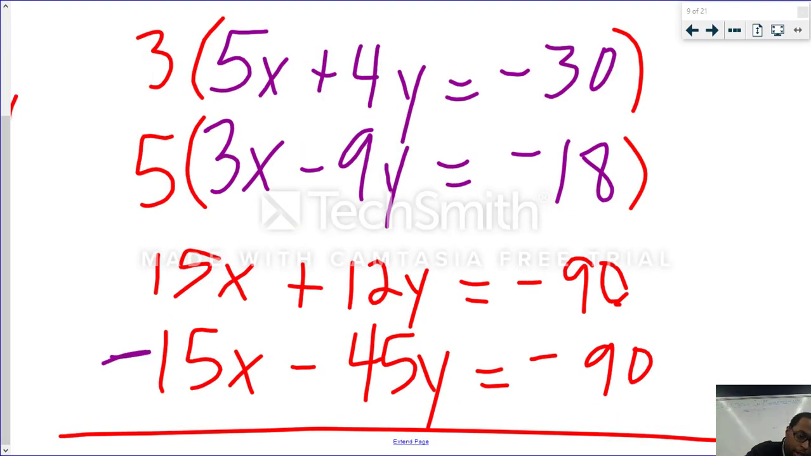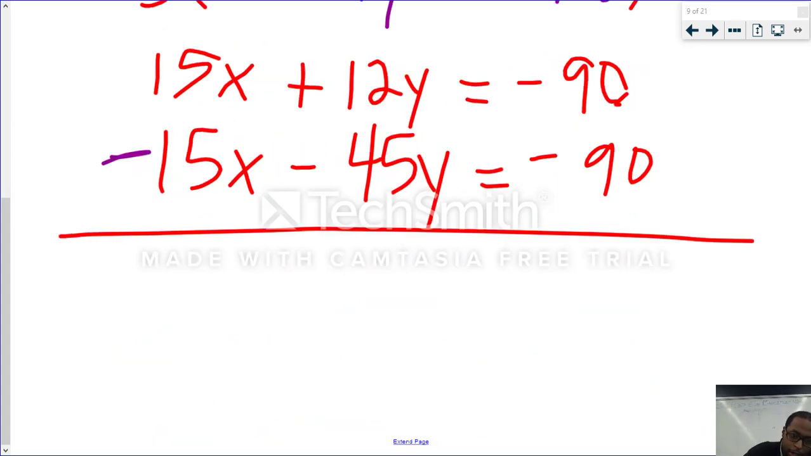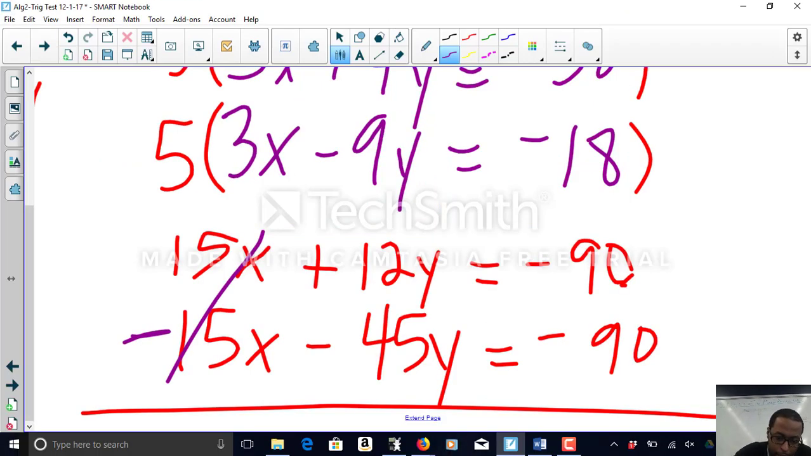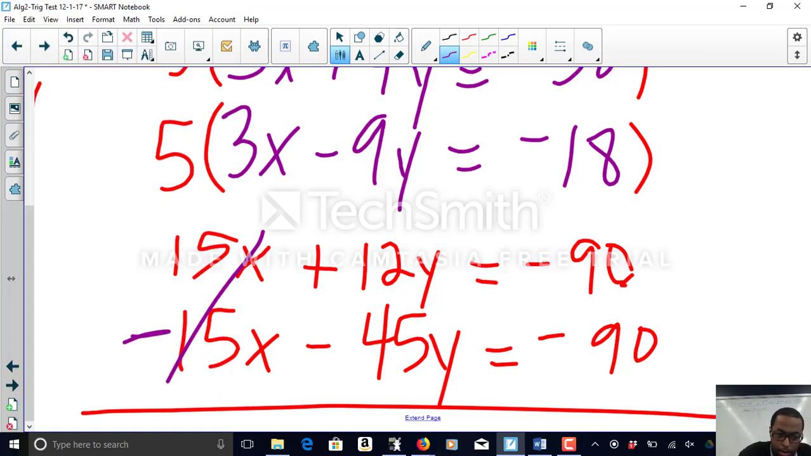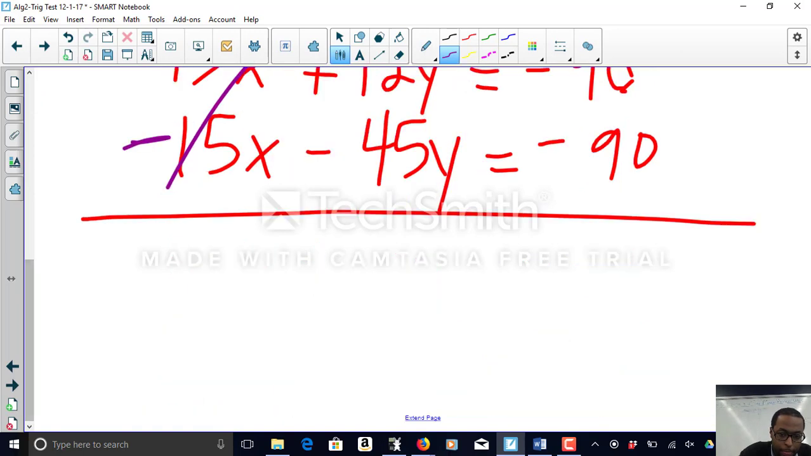So we're going to subtract, okay? 15 minus 15, 0. 12 minus negative 45. I want you to type this in your calculator so you don't get this wrong. So this is 12 minus negative 45, and that gives me 57. So this is going to be 57y.